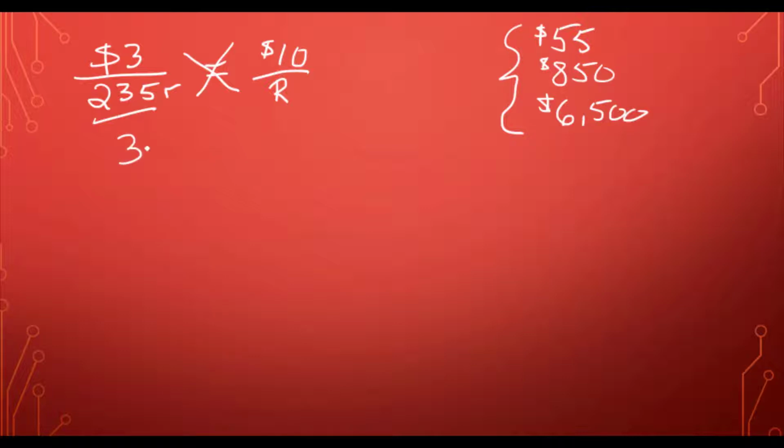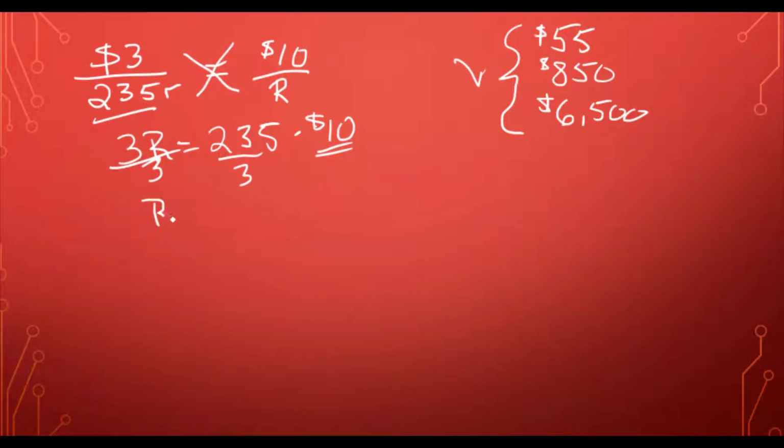So I get 3R equals 235 times, at this point, $10. But this one's going to change all the time, right? Because I got all these other ones to do. So it's the same process with this changing. Divide by 3, divide by 3. And I get R equals, multiply 235 times 10 divided by 3 in our calculator, and I get 783.33.